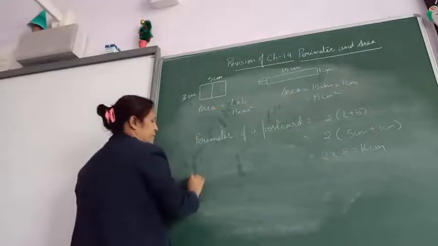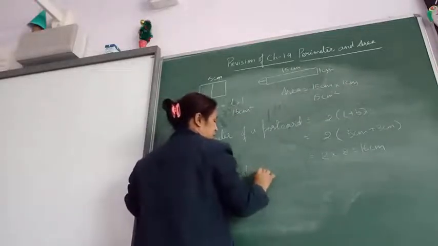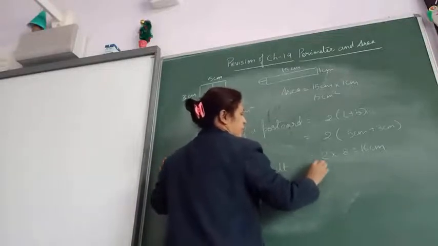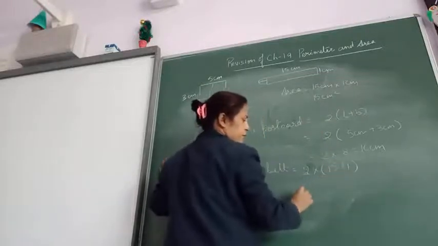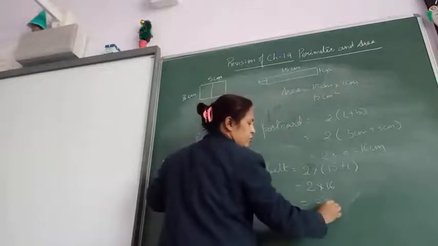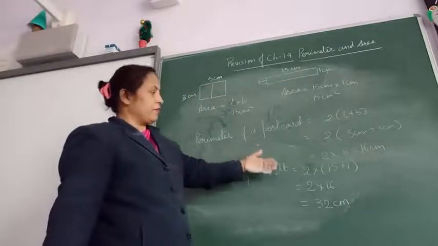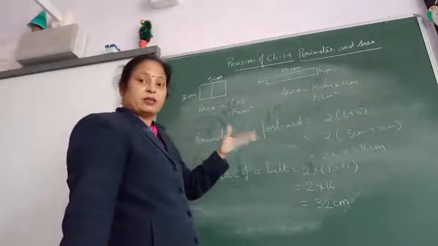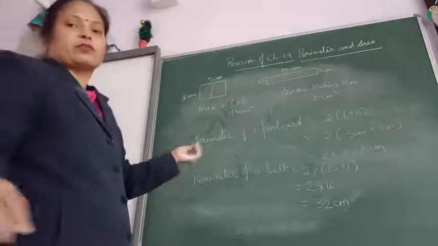Now if I take out the perimeter of the belt, that is 15 plus 1, with the same formula because it is also a rectangular shape. So that is into 2, 16 into 2, so 32 centimeter. Okay. Now by this you can compare, they have different perimeters but the same area. So they can have the same area but different perimeter or different sizes. So in this way children, we can find out the perimeter and area.